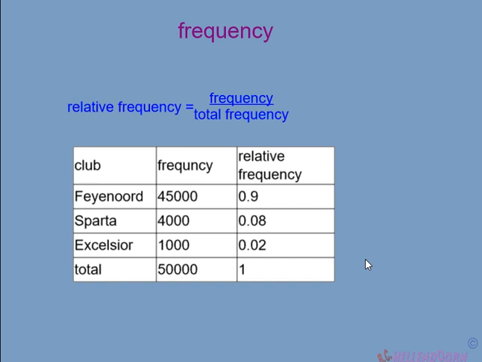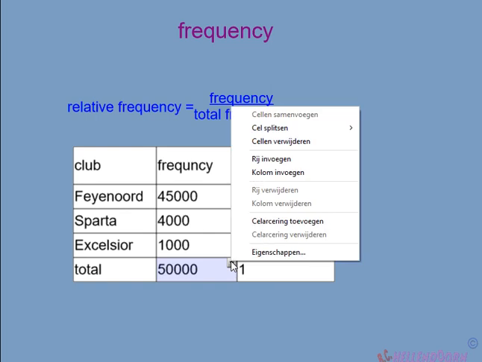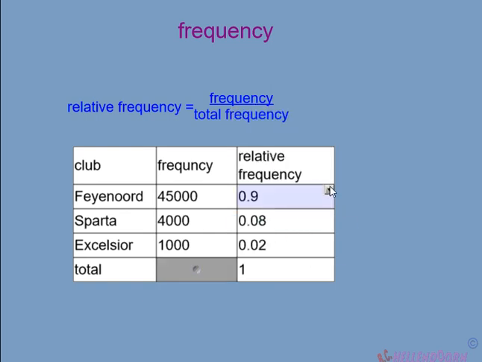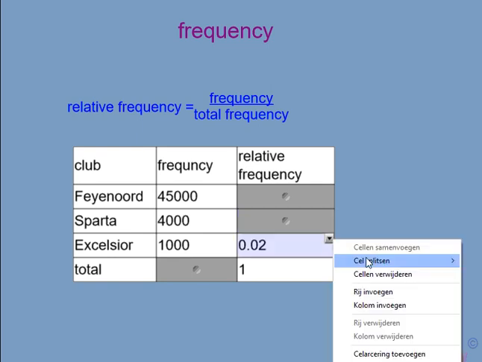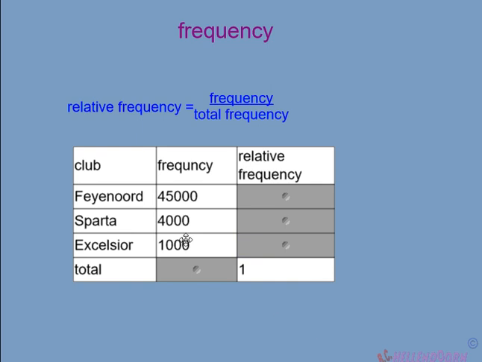The last thing is frequencies. We're going to talk about relative frequency. That means that you have to divide frequency by total frequency. The question you will get in the book and probably also on the test is that you start with a table that looks like this, and it's about the number of spectators in football. Feyenoord has 45,000, Sparta 4,000, Excelsior 1,000.